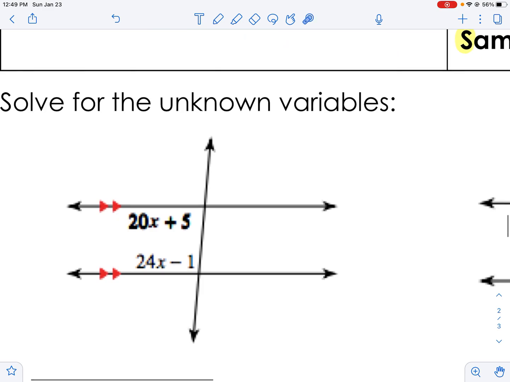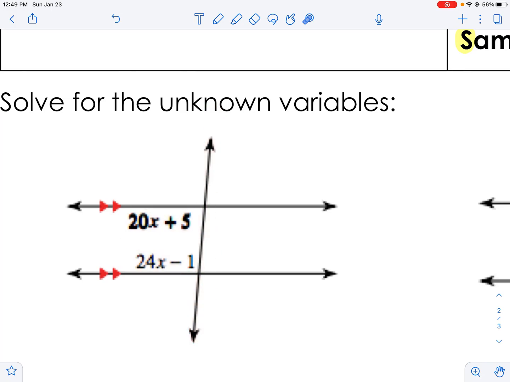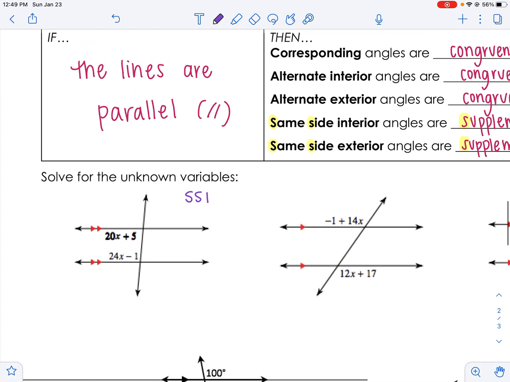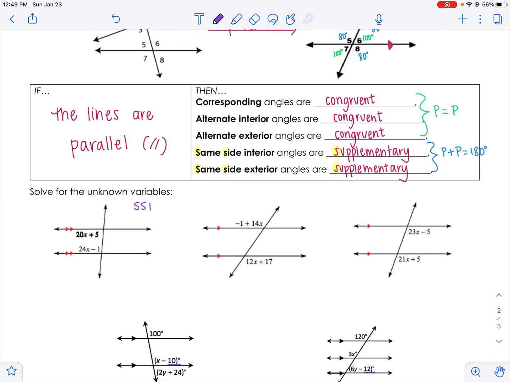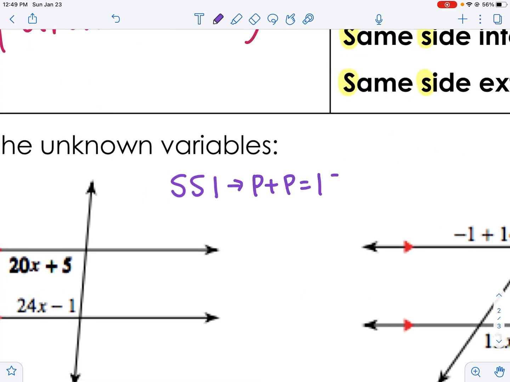So let's take a look at this problem right here. My lines are parallel. They showed me that with those little arrows. Sometimes I'll do more than one. First, I need to figure out what type of angles these are. So notice the spot that they're in. There's your transversal. They're on the interior. They're on the same side. So these would be same side interior. Which, if I go back and look at my chart, same side interior is supplementary, which is part plus part equals 180. So I'm going to set this up.